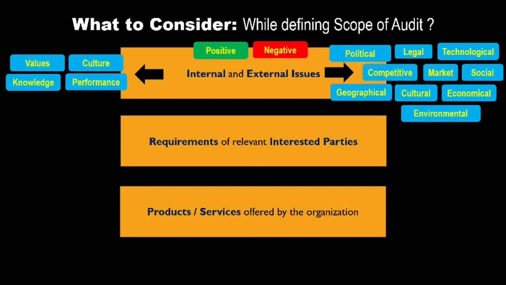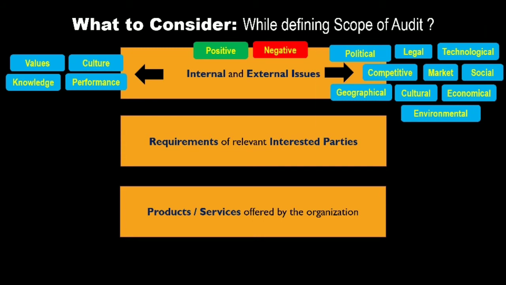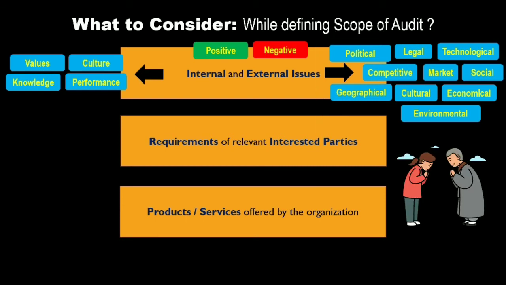The internal issues can be related to values, culture, knowledge and performance of the organization. On the other hand, the external issues may be political, legal, technological, competitive, market-related, social, geographical, cultural, economical or environmental. Both auditor and auditee need to consider these issues. Auditor from the perspective of an audit, and auditee from the perspective of implementation of quality management system.